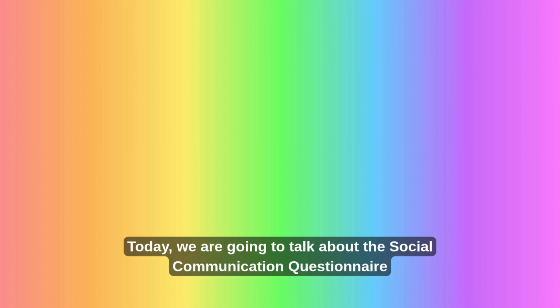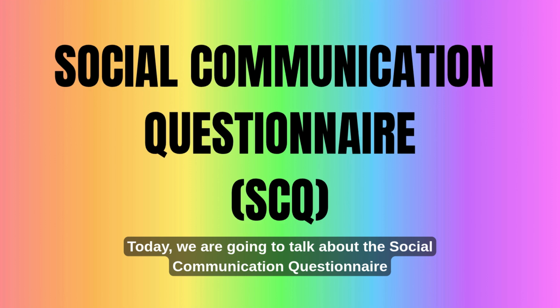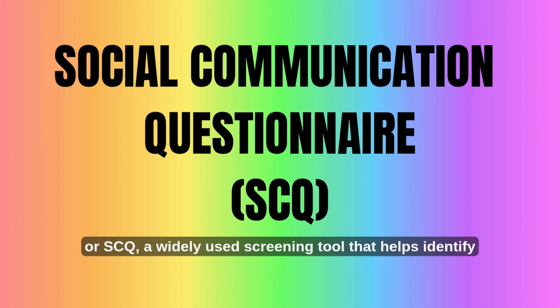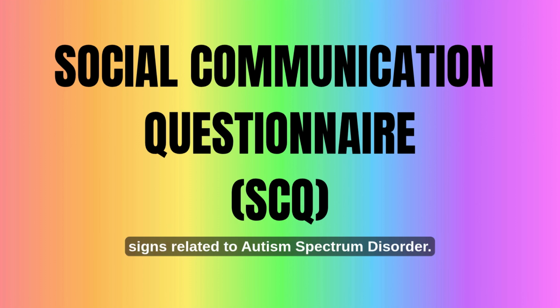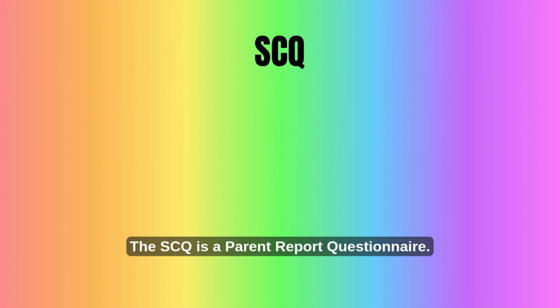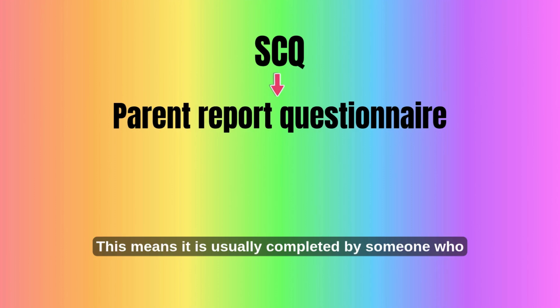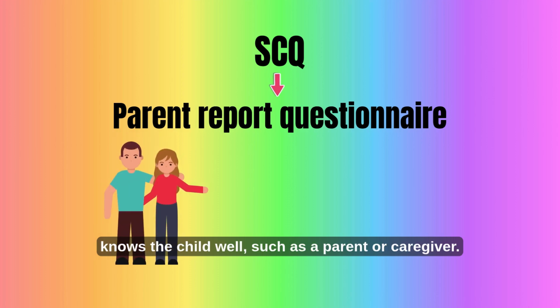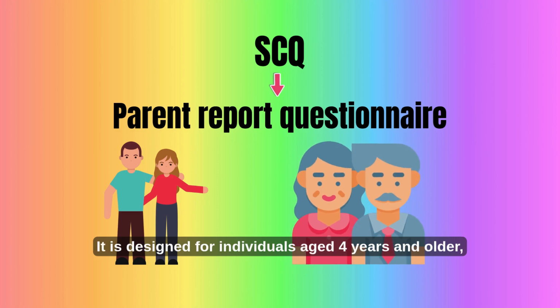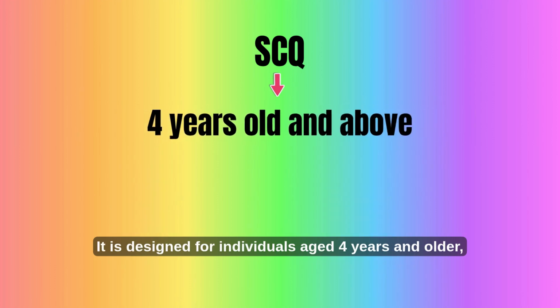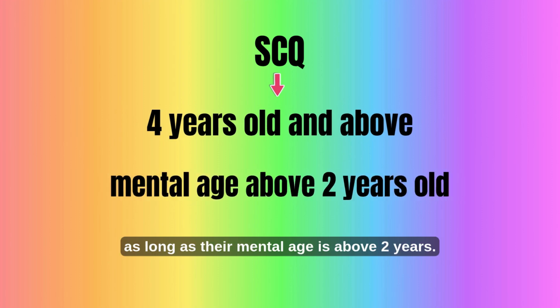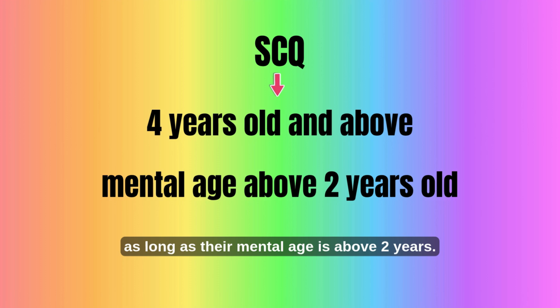Today, we are going to talk about the Social Communication Questionnaire, or SCQ, a widely used screening tool that helps identify signs related to autism spectrum disorder. The SCQ is a parent report questionnaire. This means it is usually completed by someone who knows the child well, such as a parent or caregiver. It is designed for individuals aged 4 years and older, as long as their mental age is above 2 years.